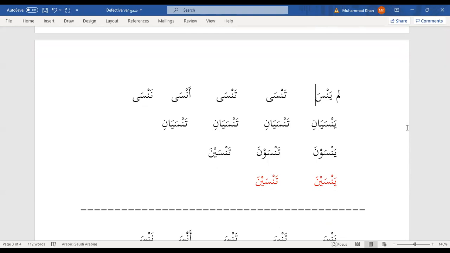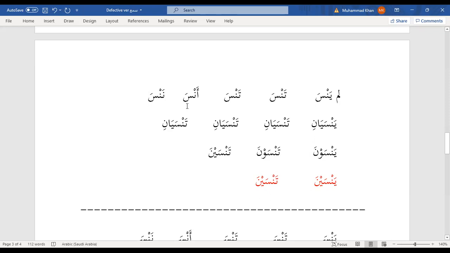Okay, so if this is lam yansa, then this one will be lam tansa. Yeah, they will be the same. Lam tansa and lam ansa and lam nansa. Now when you are speaking, if you say, I didn't forget you, you will say, lam ansaka. You don't prolong it, because you know that there was alif maqsura that has been dropped. So I didn't forget anything: lam ansa shayyan.